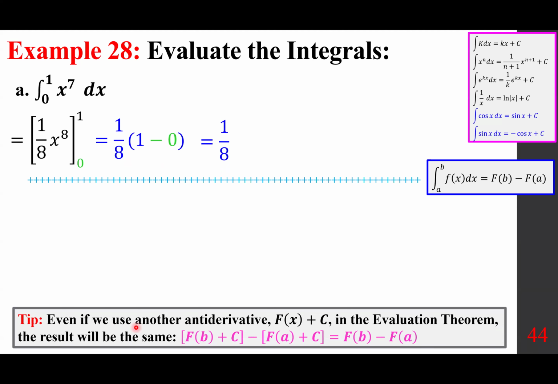I don't need a constant because it makes no difference. Even if we use another antiderivative, that means capital F of x plus c, if we put a constant in the evaluation theorem, the result will be the same, because capital F of b plus c minus capital F of a plus c, those c's cancel each other. That's why for this one that results in some number, we don't do that. Okay, everybody?